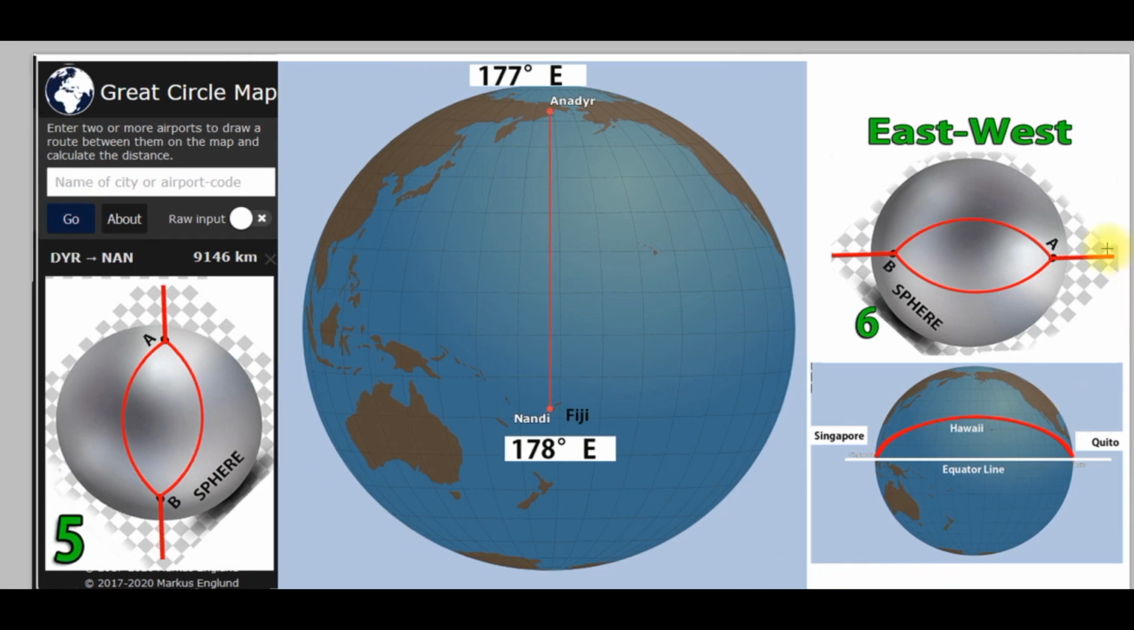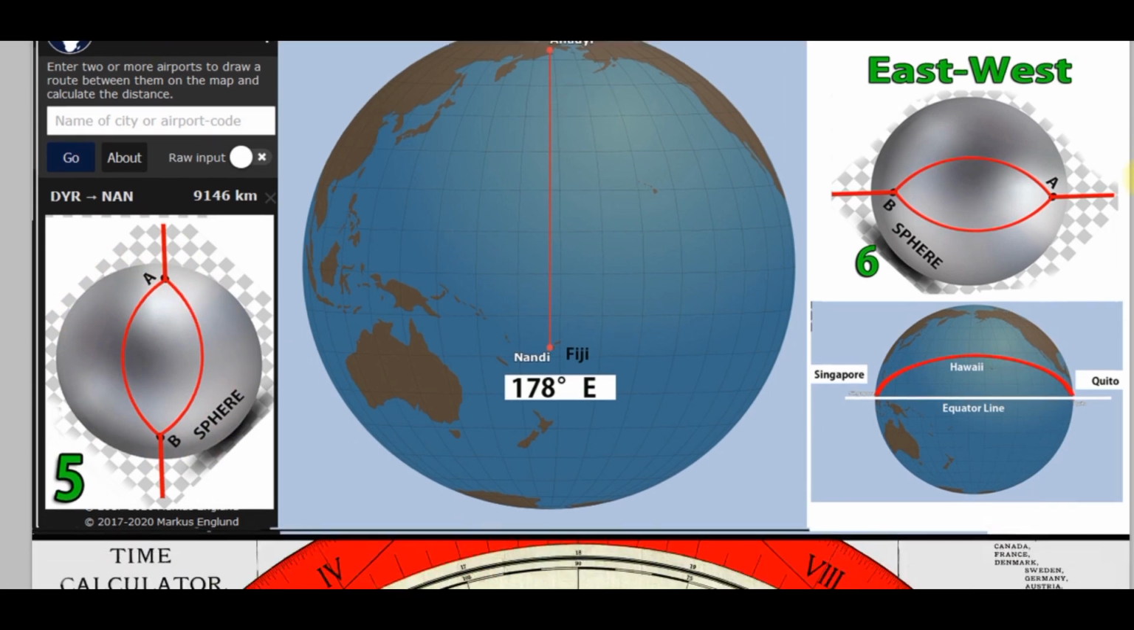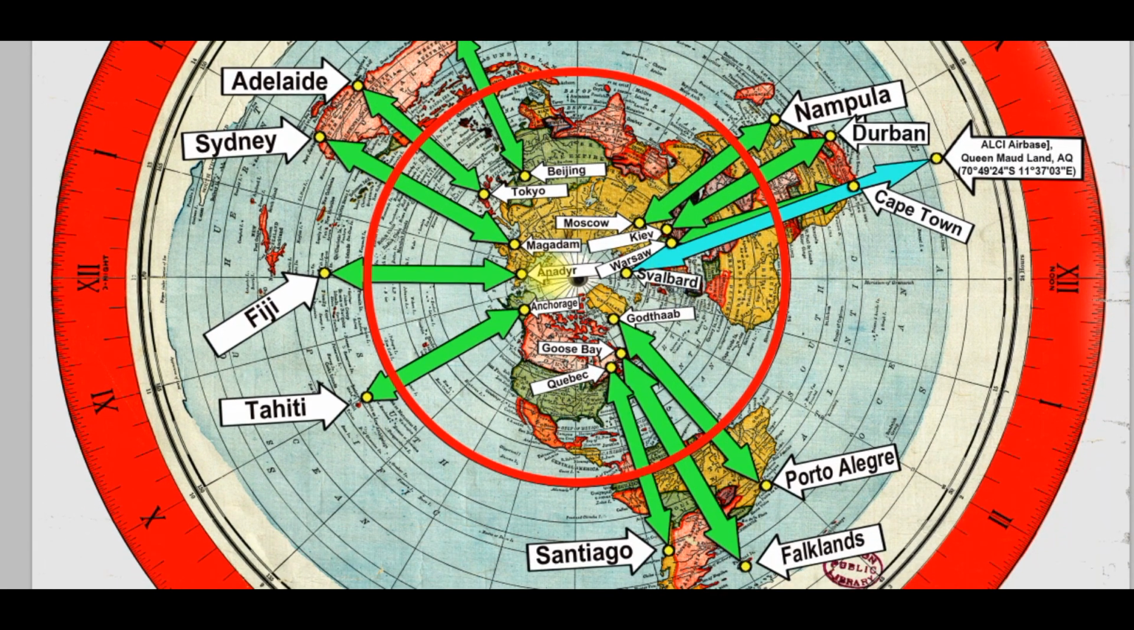Flight number 11, we have Anadyr, Russia, 177 east longitudinal line to Fiji, landing in 178 east longitudinal line right here, just 1 degree. You see a straight line going from north to south. The geometrical math doesn't apply anymore. It doesn't apply anymore because Earth is not a sphere. This is how this flight looks like on the flat Earth map. Anadyr, Russia to Fiji, one straight line.